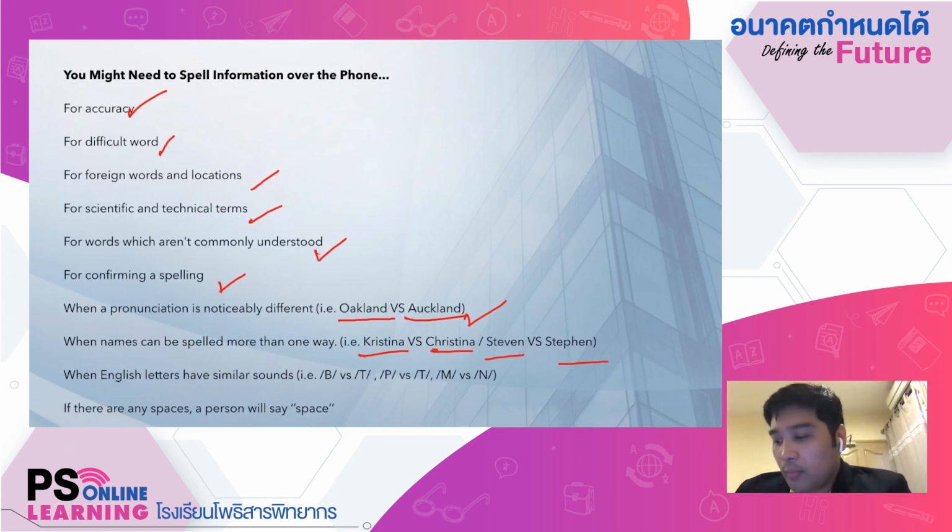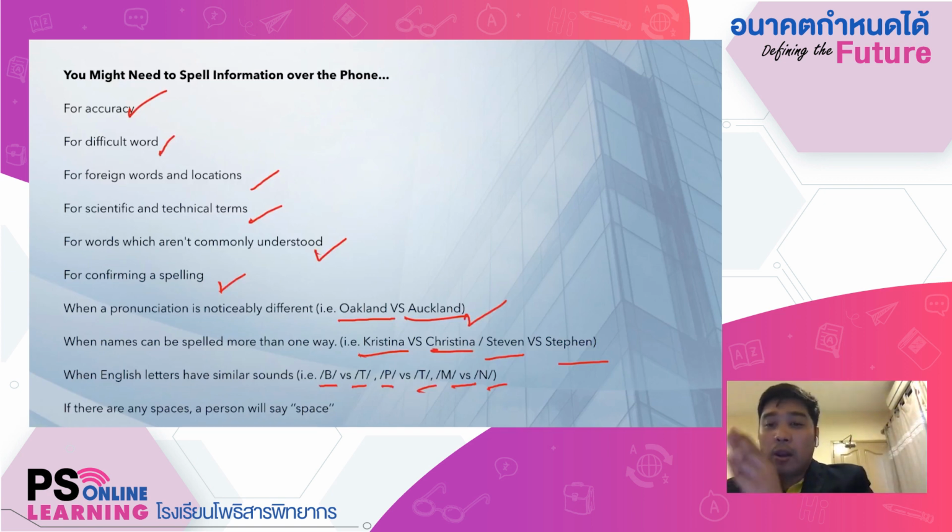When English letters have similar sounds, for example, B and T, P and T, M and N. These are very similar sounds when you hear them on the telephone. If there are any spaces, a person will say space. For example, if there is a space between two words, they would spell out letters and say space. It means you don't have to write the word space, but you need to leave a space.